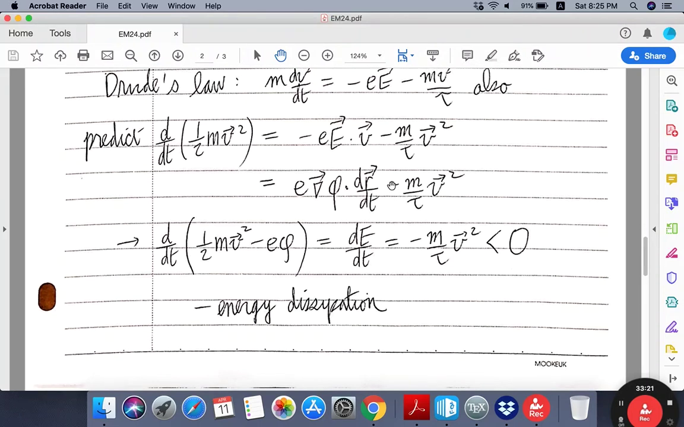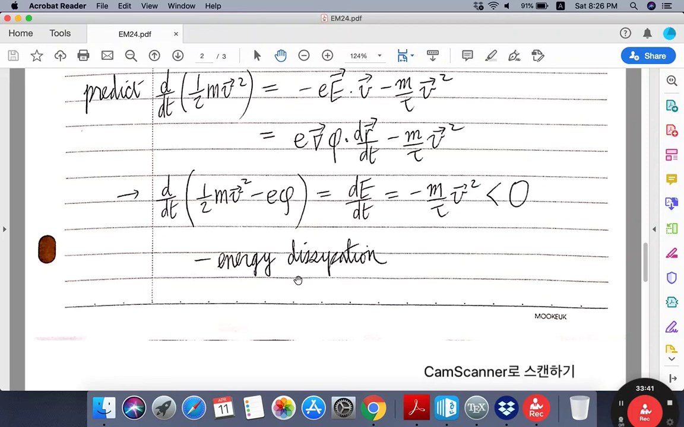However, noting that v is just the time derivative of the position vector, dr/dt, you can actually convert this expression into the time derivative of the potential. So what you end up having is the time evolution of the total energy. So here's the kinetic energy, and here's the potential energy. You add them together, and you get the total energy.